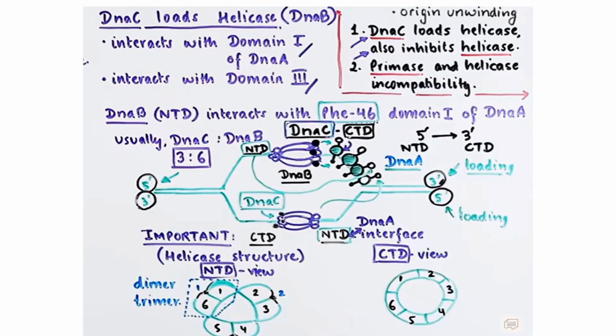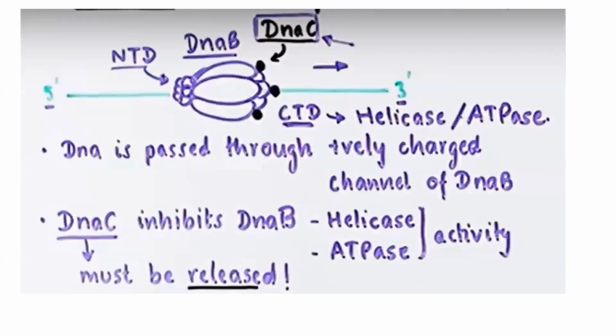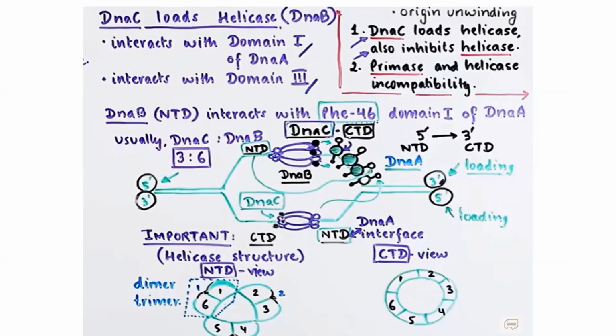Note that this top strand goes from 5' to 3', and then there is another 5' to 3' strand in the anti-parallel direction. And given the loading direction of the helicase, we can see the outline of the helicase on this bottom. The N-terminal domain is at the 5' side and the C-terminal domain is at the 3' side.